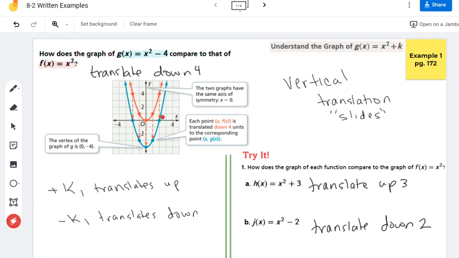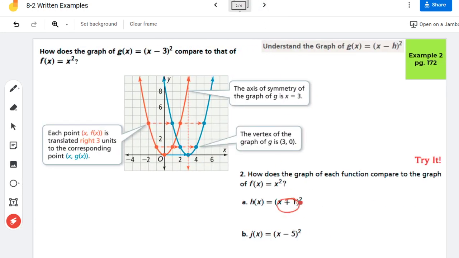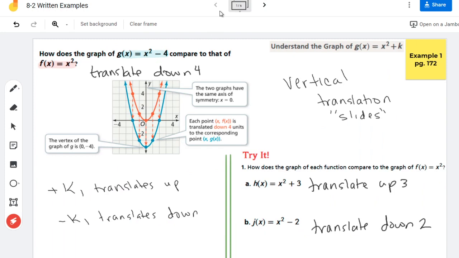Now make sure that you're aware that this only works for things added or subtracted outside of the square. Okay? Our next example will have things inside of the square. So make sure you're not mixing that up, okay? So there we have it. That is understanding the graph of g of x equals x squared plus k.